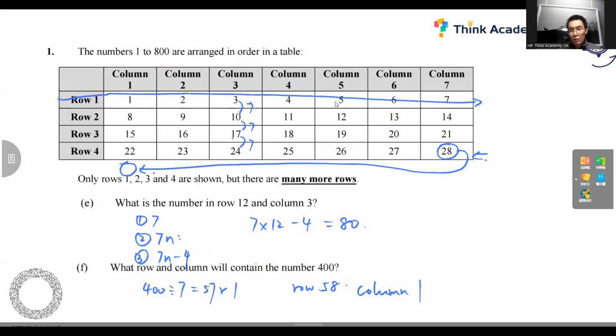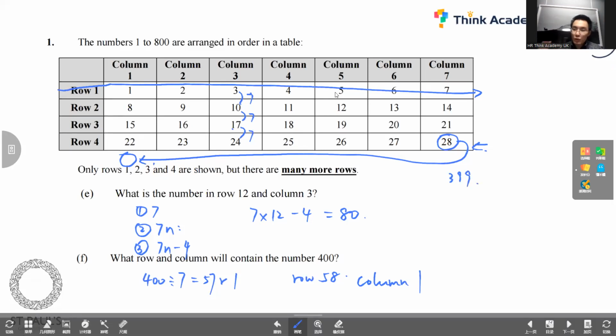So how we got column 1 is because we have a total of 400 numbers. We want to fit them into this table. So we fit 7 numbers first, and that is 1 complete row. We fit in another 7 numbers, and that is 2 complete rows. We fit in 57 times 7, which is 399 numbers, and that is 57 complete rows. Is it clear for everyone? Yeah, 57 complete rows. And the last number at row 57 will be 399.